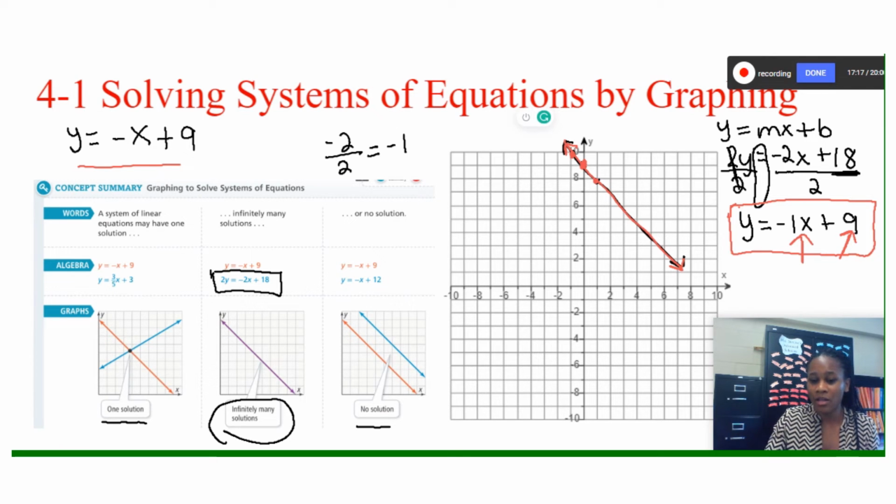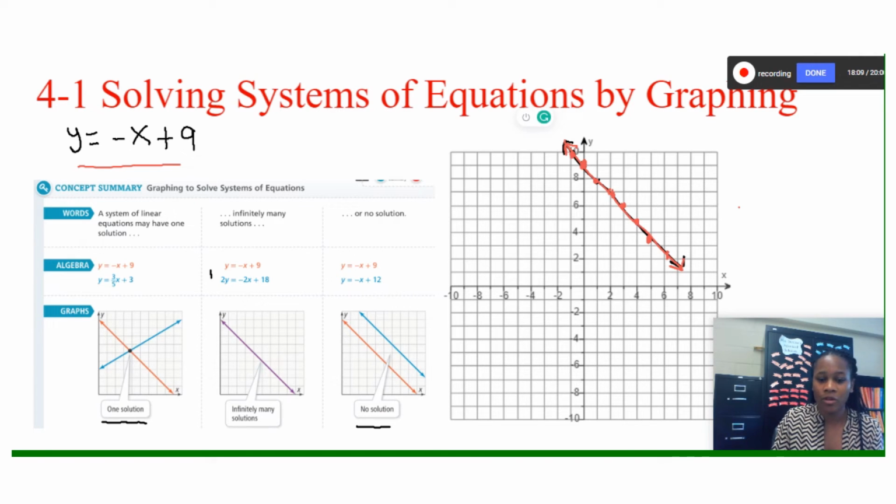Why are they infinite? Because the lines literally are the same line. So they're going to have many solutions, an infinite number of solutions, so many that you can't count them. Numbers never stop, so that's why this is infinite solutions, because the equations are exactly the same. So that's infinite solutions, when the equations are exactly the same.